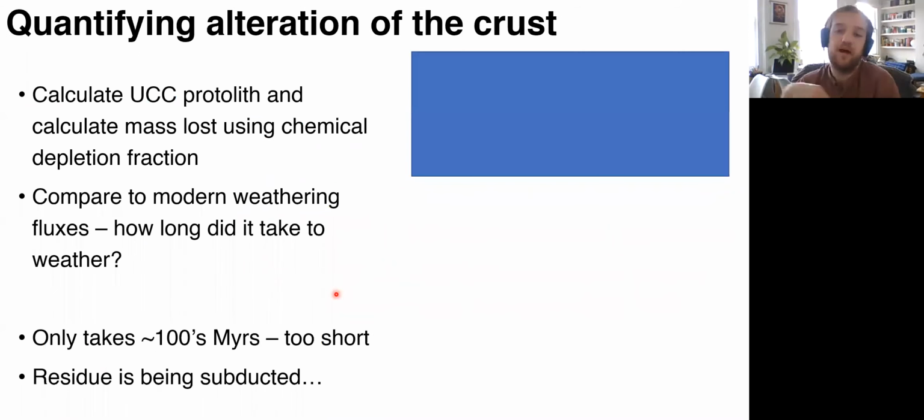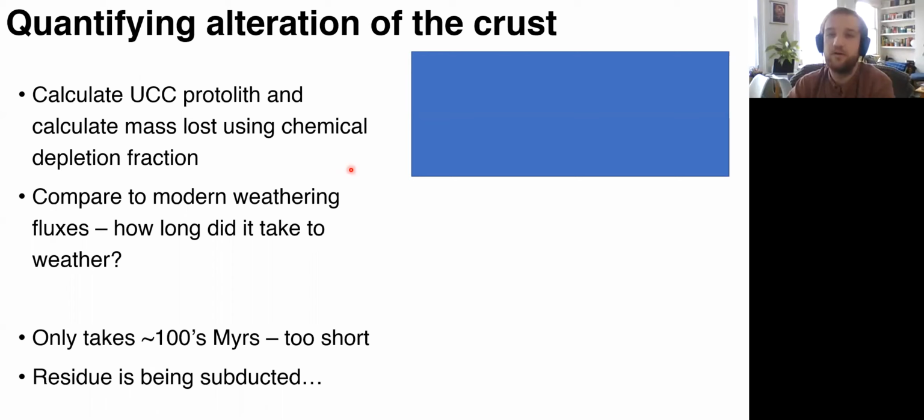Because our method allows us to calculate the protolith of a rock, because we can unweather samples and recreate protolith compositions, if we have the present day composition of the upper continental crust and what we think to be the protolith, we can work out how much mass has been lost during weathering. Because if we assume that aluminium is constant, or some other immobile element is constant during weathering, we can calculate how much mass has been lost during the chemical weathering of the crust.